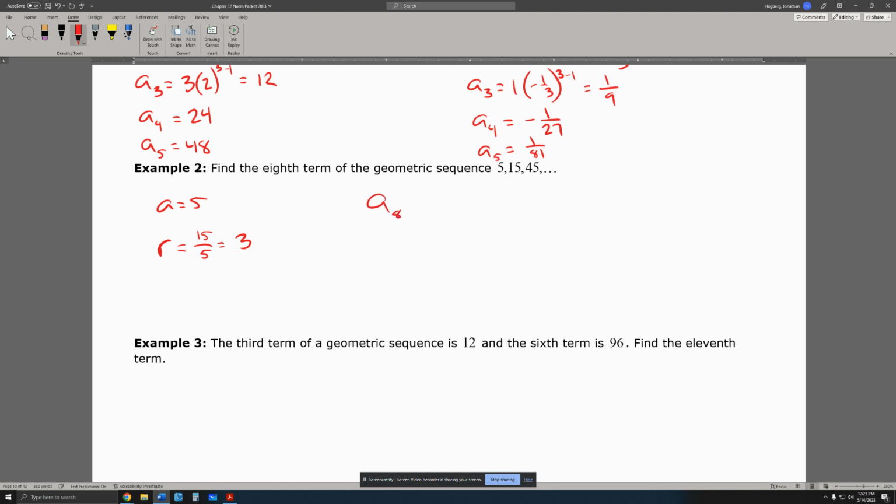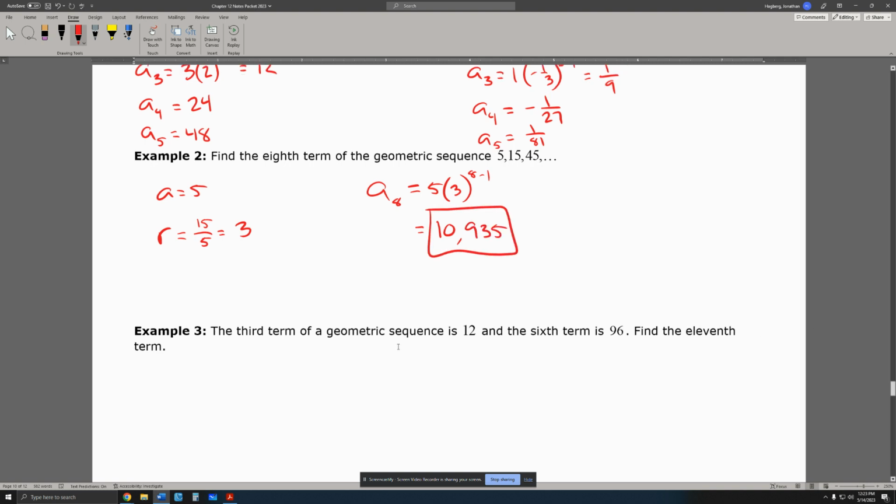So to find the 8th term, we can just plug in a sub 8 is equal to our first term, 5, times our common ratio, 3, to the power of 8 minus 1. This is equal to 5 times 3 to the 7th, which if we were to evaluate is 10,935.